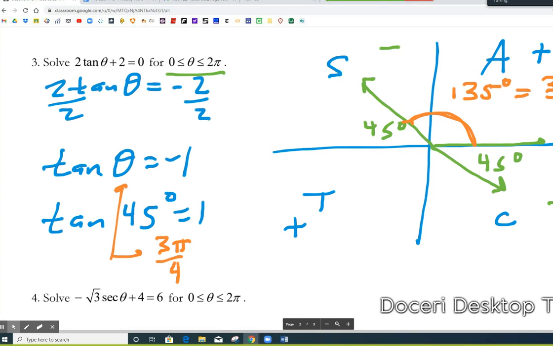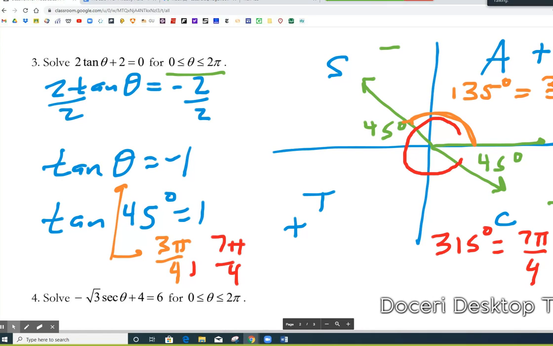Our other answer is going to be a 45-degree angle in quadrant 4, which would be 315 degrees, which if we convert that to radians, would be 7 pi over 4. So that's our other answer, 7 pi over 4. And we found all the angles between 0 and 2 pi. So that's it. Those are our two answers right here.